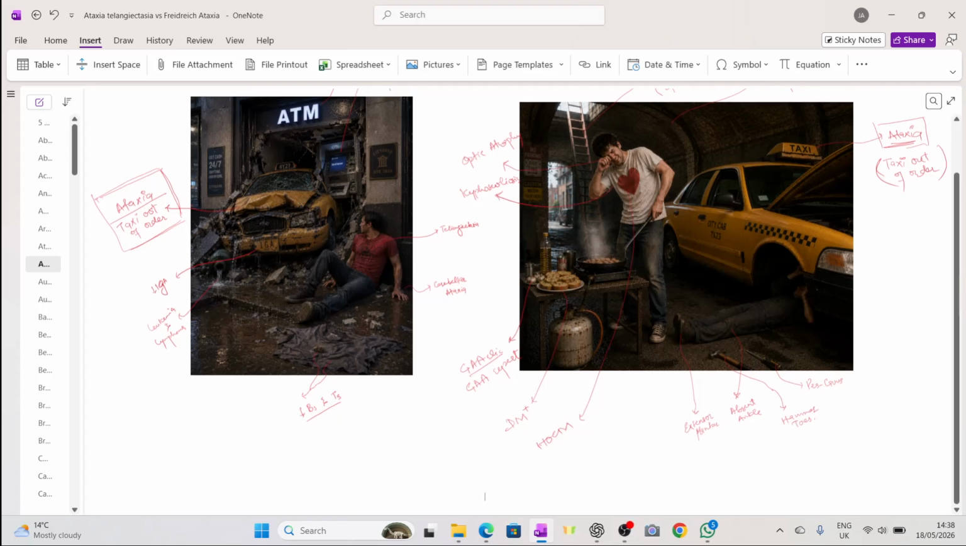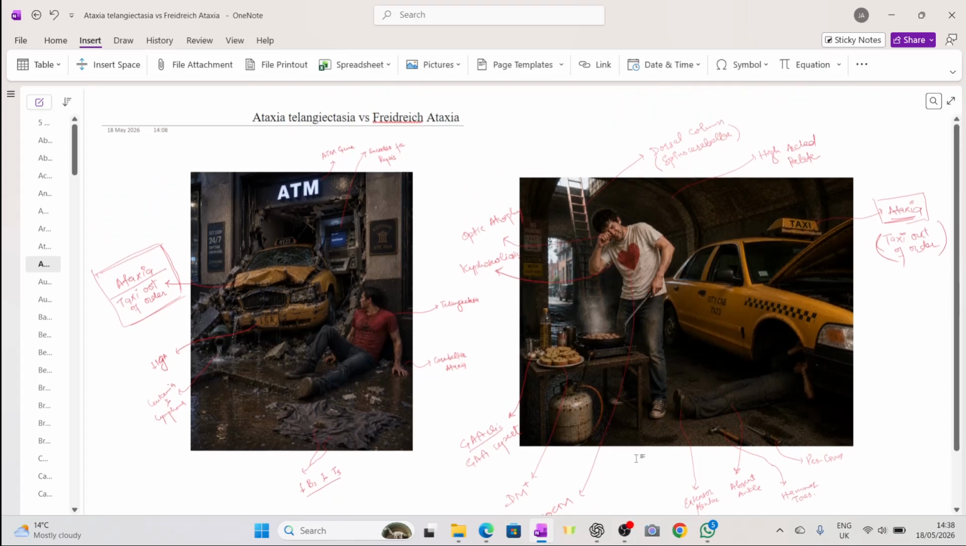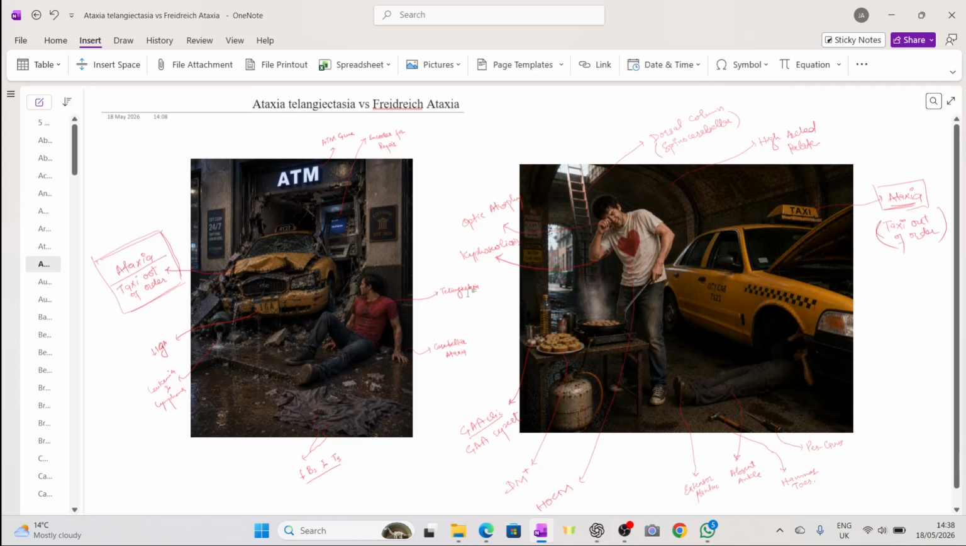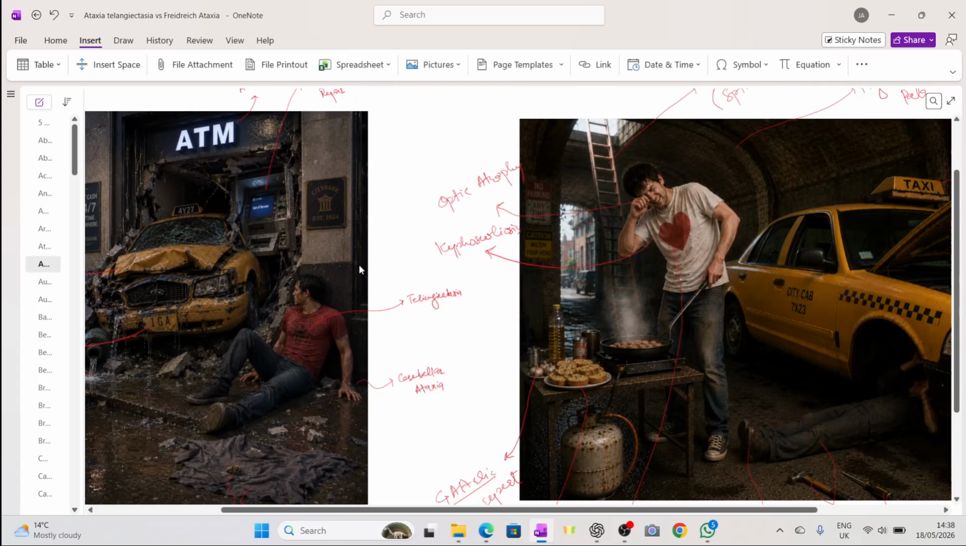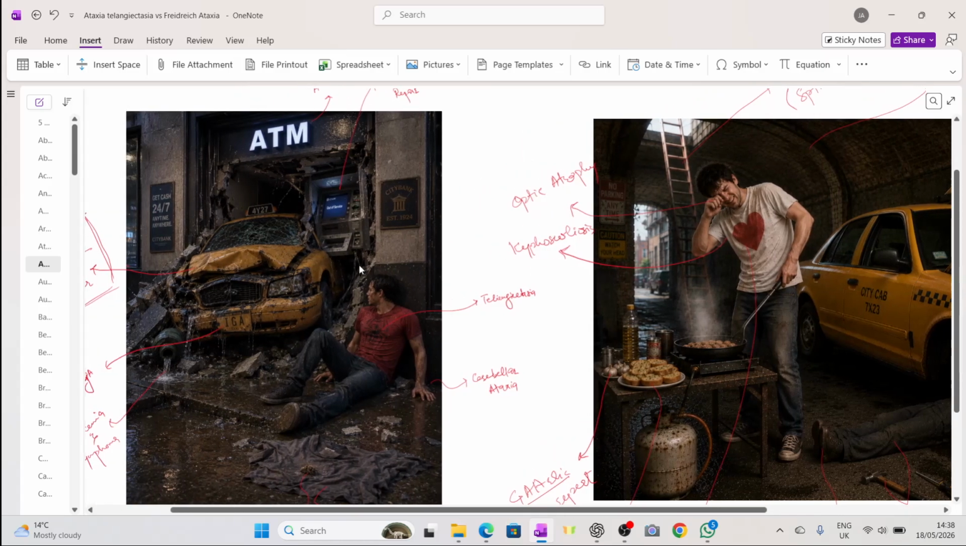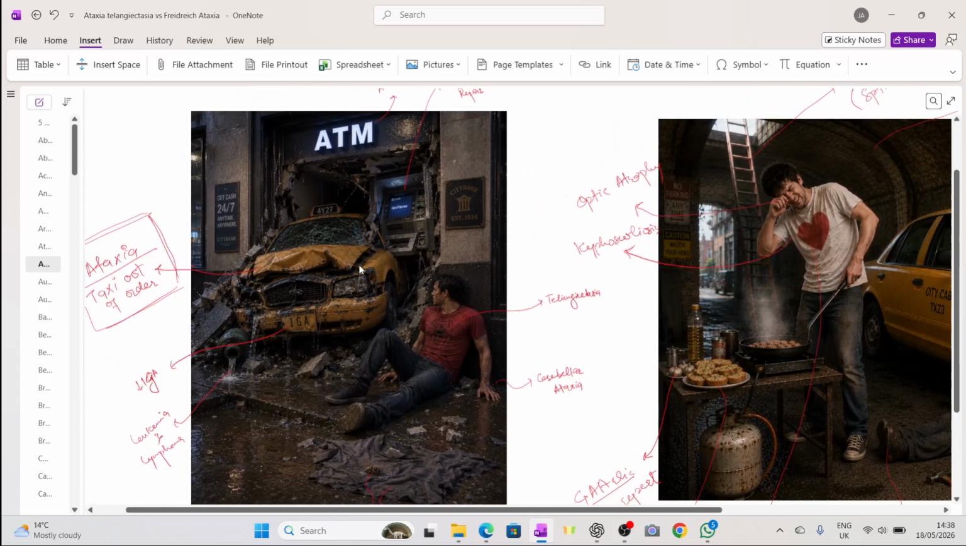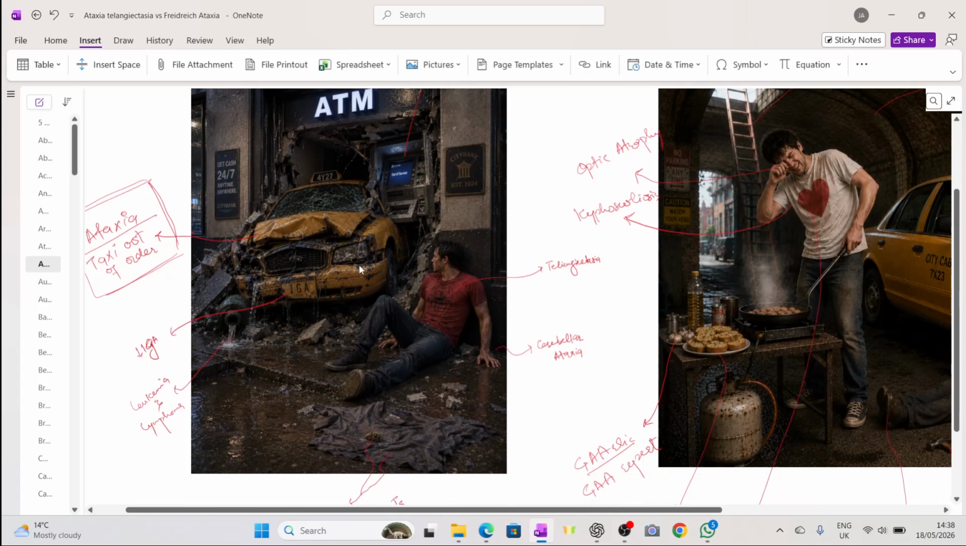Hi, let's quickly go through the various features of Ataxia Telangiectasia and Friedreich ataxia. The ataxia will be shown here by this dysregulated taxi, which means the taxi is out of order, so it means there is some cerebellar ataxia going on. Both Ataxia Telangiectasia and Friedreich ataxia have this cerebellar ataxia, but you have to differentiate them based on their features, and you have to memorize various different features of them.